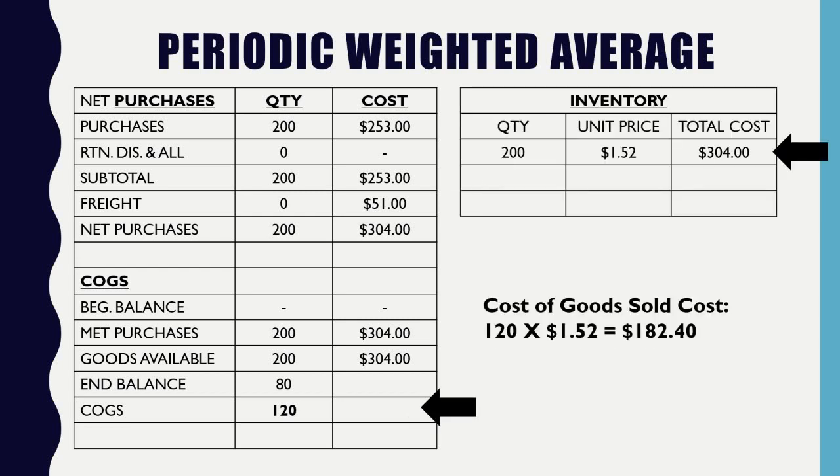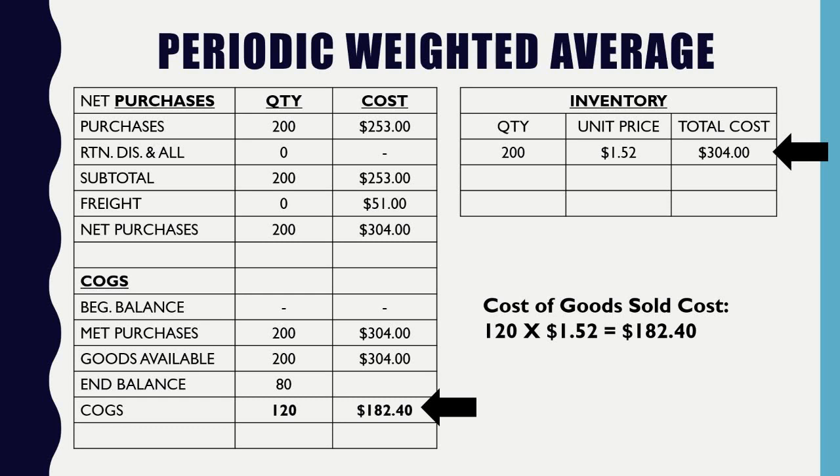Okay? Now we're going to be looking at our inventory table. We notice that now we have a pile of 200 items and it's going to cost us $1.52 per item, which is going to give a grand total of $304. Because we don't have to take it out of certain sections, we know that we sold 120 of those items. So we're just going to take 120, multiply it by the average cost per item, which is $1.52, and you're just going to get $182.40.